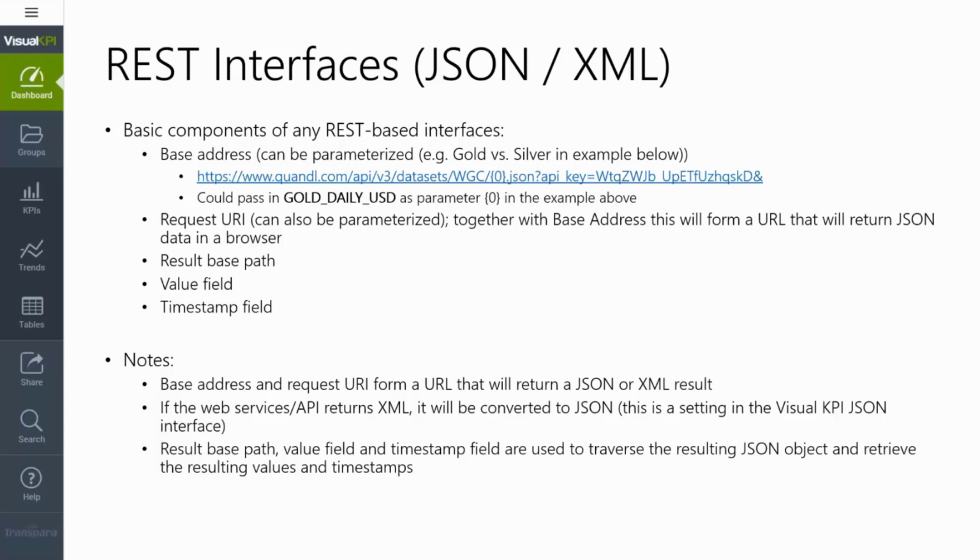Some of the web services don't return JSON natively, some return XML. If it returns XML natively, there's a setting to say, all right, we still need it to be JSON, so we will go ahead and convert the resulting XML block into JSON in our code, and then we can use JSON to manipulate the results.